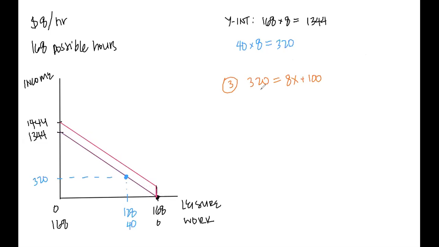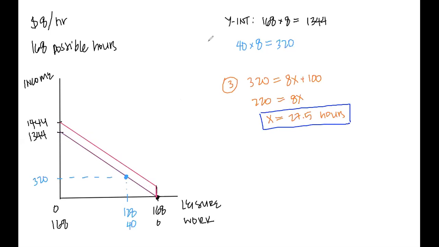So subtracting 100 from each side, we get 220 equals 8x. And then dividing each side by 8, we get the number of hours equal to 27 and a half. So we can see from this extra boost in income, John has to work way less because he was originally working 40 hours and now he's working 27 and a half.